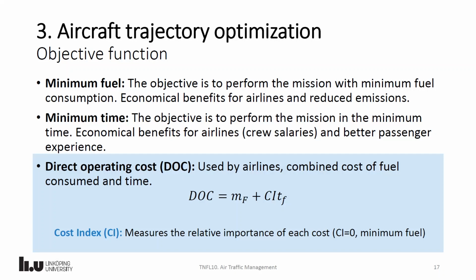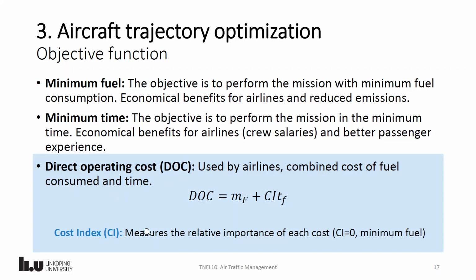People are okay with paying more money for those flights if they are going to take them fastest to their destination. So they have to consider what the time cost is and the fuel cost is. So this is when the direct operating cost appears. This direct operating cost is something that is used by airlines, and it's a cost that is a combined cost of fuel consumed and time.